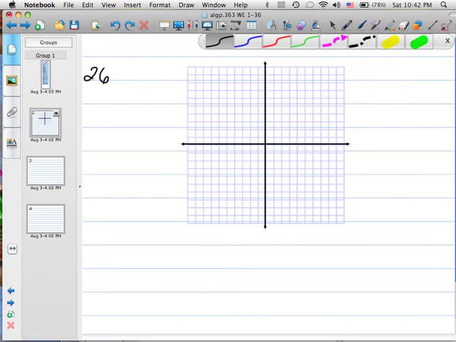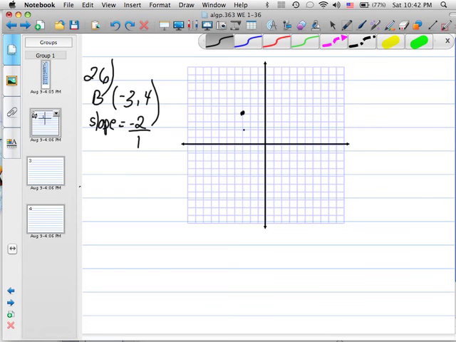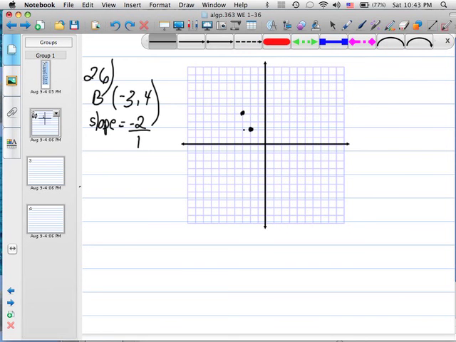Number 26. Plot point B, which is negative 3, 4. So x is negative 3, y is 4. And your slope is negative 2, or negative 2 over 1, which says go down 2, 1, 2, and right 1, and you have another point that's on the line. And then connect those 2 points, and you have your line.